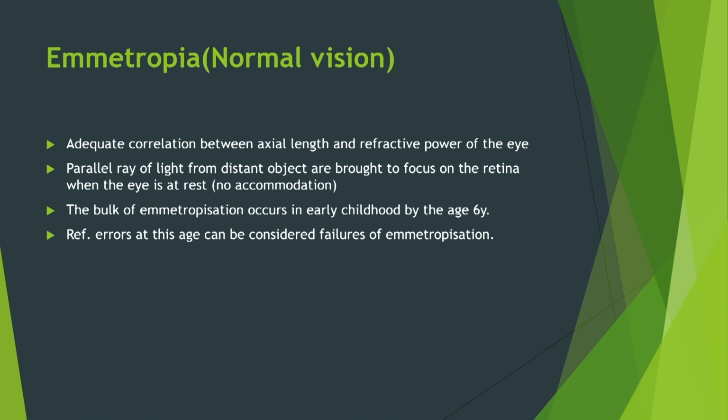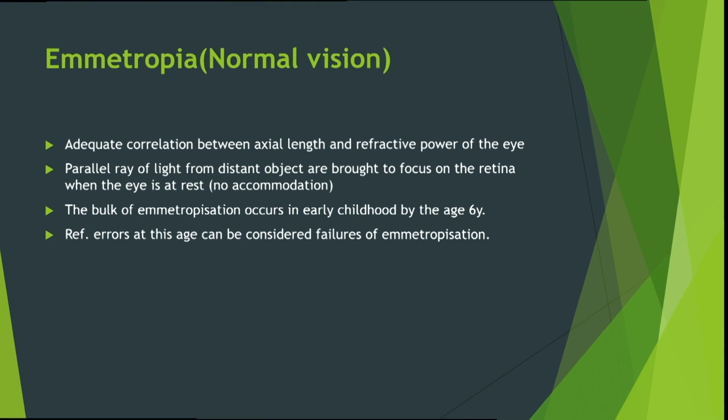So emmetropia means you don't have a refractive error, plano, and you will have the normal vision, 6/6. Usually they reach normal vision between 3 to 6 years. By the age of at least 5 to 6 you have to have 6/6 vision, unless you have a refractive error or any other eye pathology. So refractive errors mean the failure of this normal visual development, or of achieving emmetropia, at the proper age.